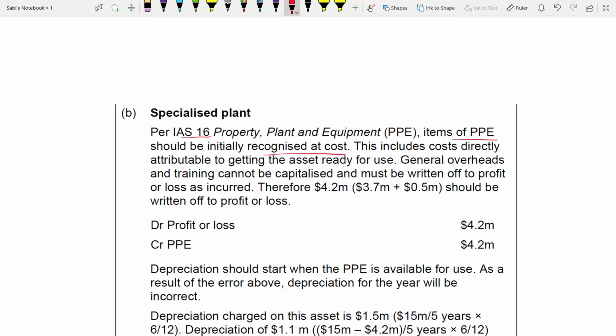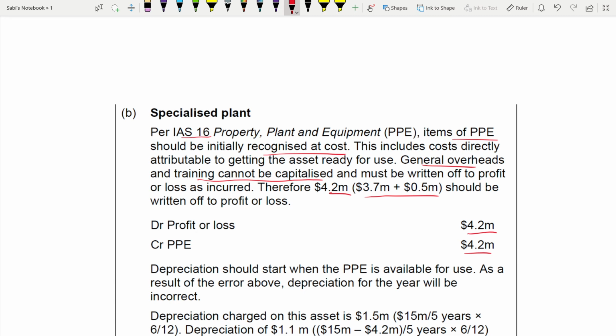That's why general overhead and training costs you cannot capitalize. You cannot take them as a cost of PPE. They must be written off to profit and loss account. They are expenses, so 3.7 and 0.5. The last two items are expense, 4.2. So you debit your profit and loss as an expense and credit, that is, deduct it from your property, plant and equipment. And then depreciate. That means divide by 5 after you deduct it.